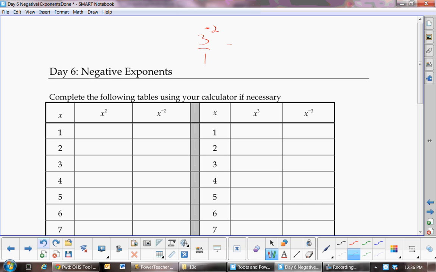If you put it on the bottom and change the exponent from negative to positive, then it's happy down there. So this is the same thing as 1 over 3 squared, which is the same thing as 1 over 9.